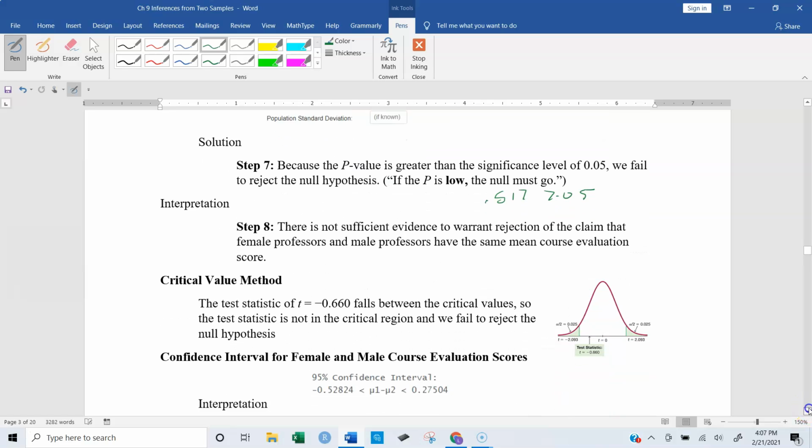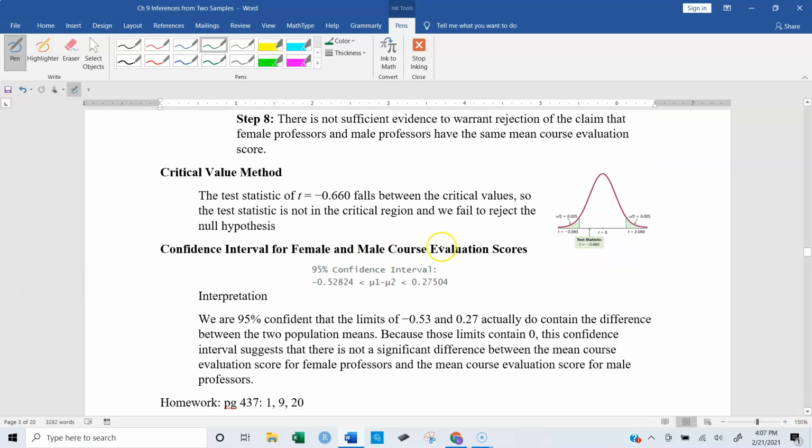All right, now let's look at the critical value. If you look here, our test statistic was negative 0.65. We have our critical values of negative 2 and 2. Our rejection regions were down here because it was a two-tailed test. Our test statistic did not fall in there, so again, we failed to reject the null.